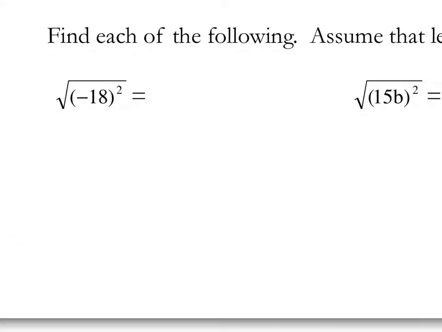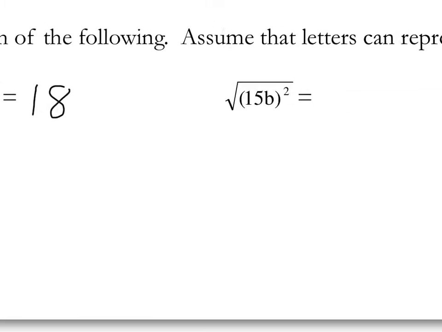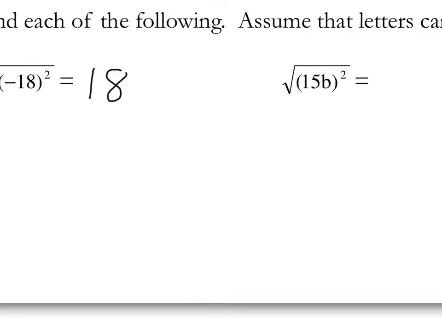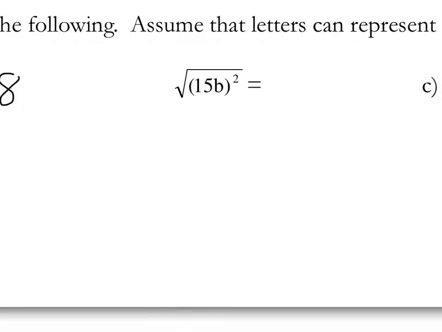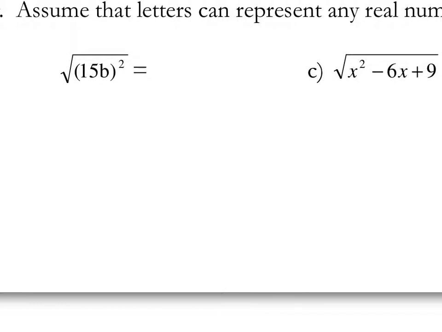So the square root of negative 18 squared. Well, whatever negative 18 squared is, you're going to square it, you'll get a positive number. Then you'll take the square root, which will give you 18. It's the absolute value of negative 18. Notice I didn't even calculate what 18 squared is. I don't care. Don't need it.